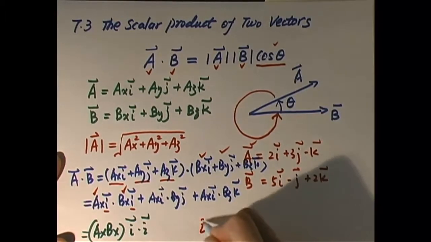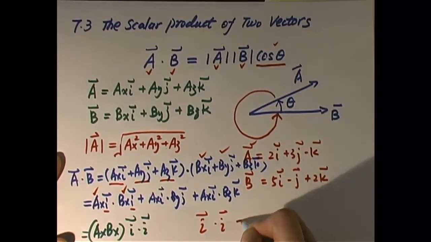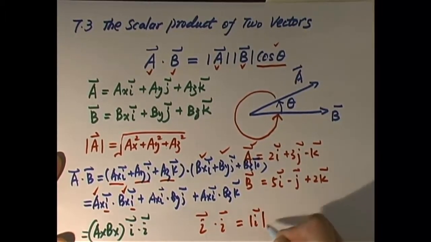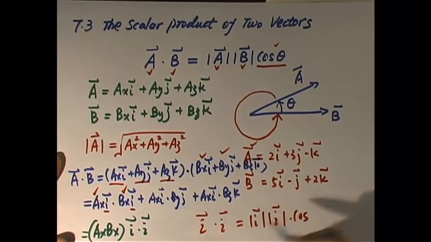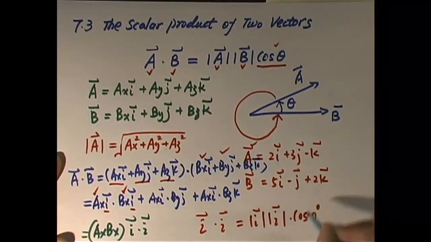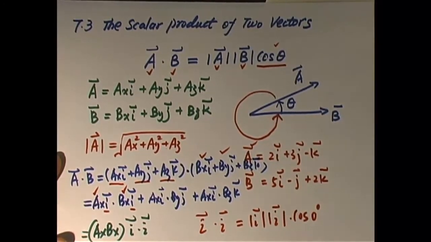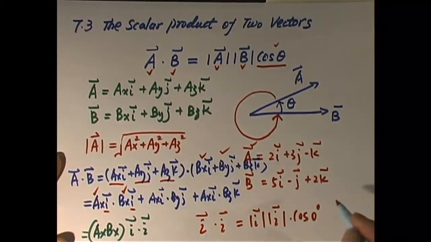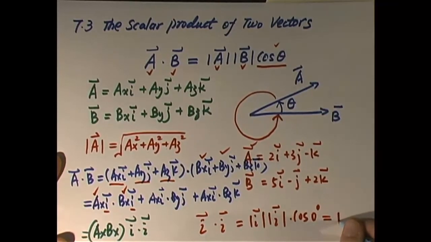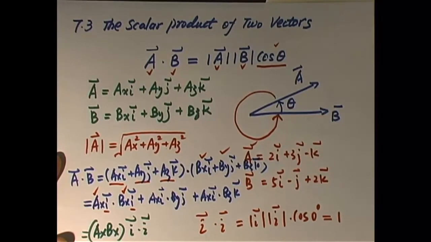Now let's pay attention to i dot i. It is i's magnitude times the next one's magnitude times cosine. The angle between i and i is 0, because both mean the positive x-axis. Since i is a unit vector, the magnitude is 1, times cosine 0, which is also 1. So i dot i is 1. You can imagine j dot j is also 1, k dot k is 1.